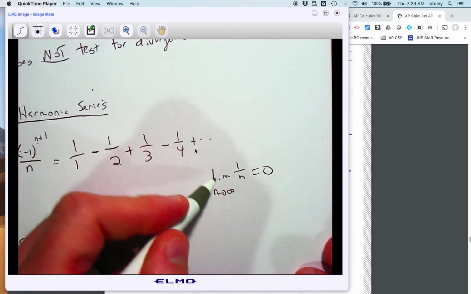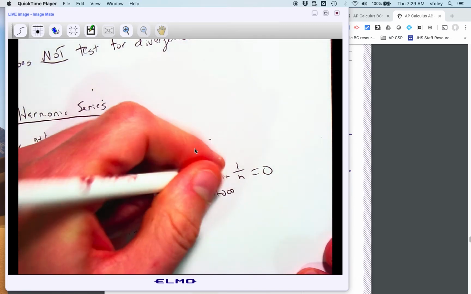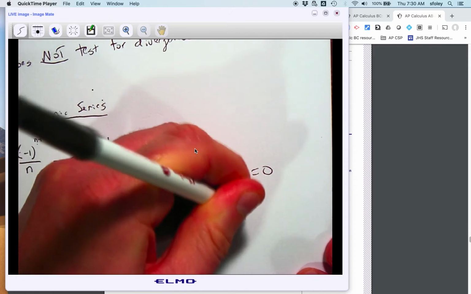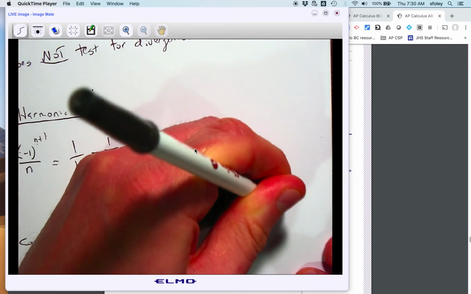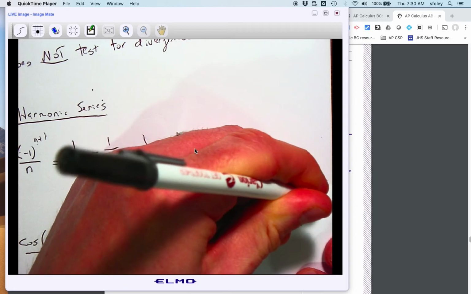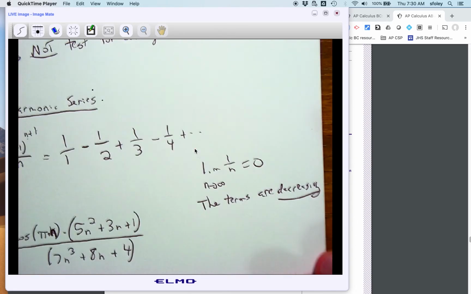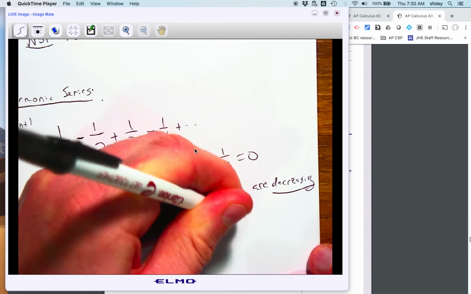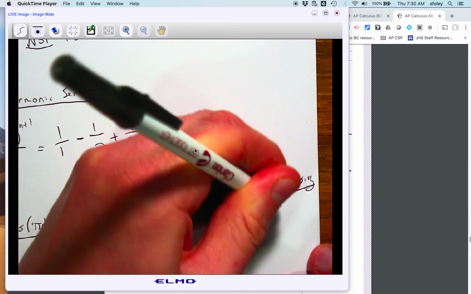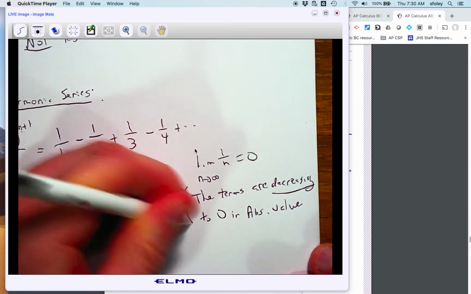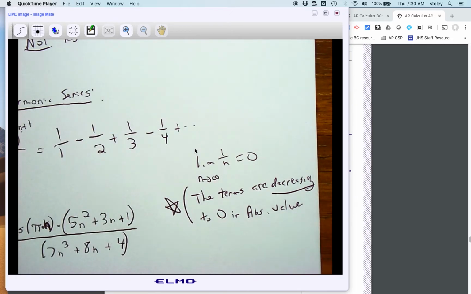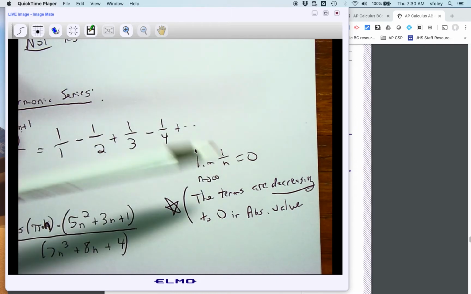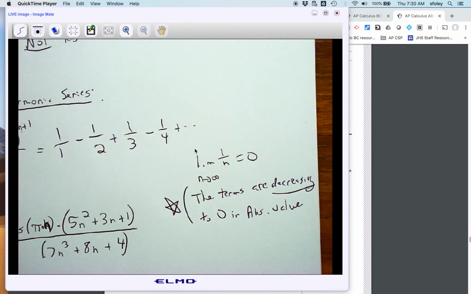Also, you'll say not only are the terms approaching 0, but the terms are decreasing, and so that word is important, to 0 in absolute value. And so this is a nice phrase to include if you're justifying it, which they always like you to do. So if the terms are decreasing to 0 in absolute value, and it's an alternating series, then you've got a convergent series by the alternating series test.